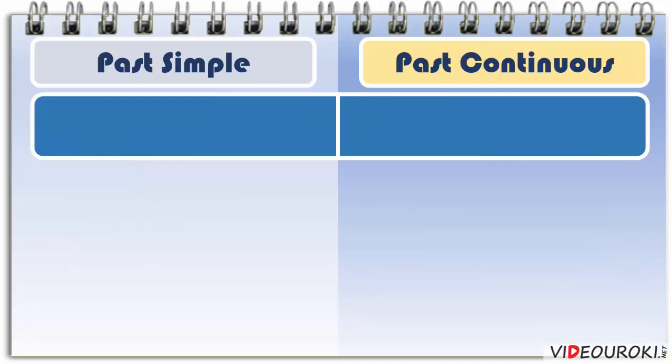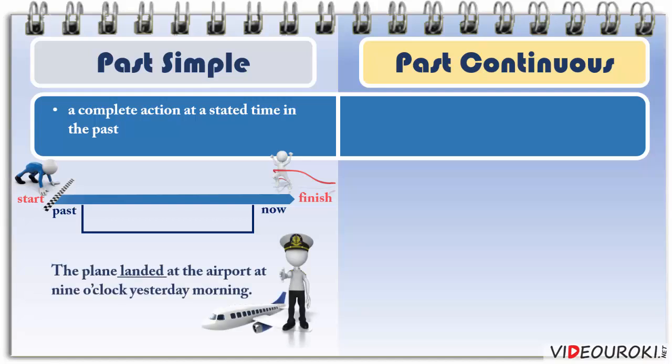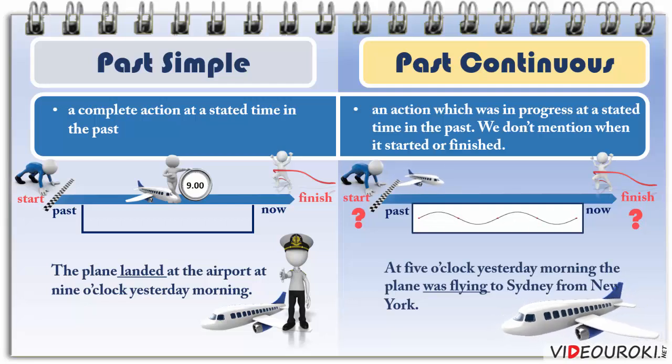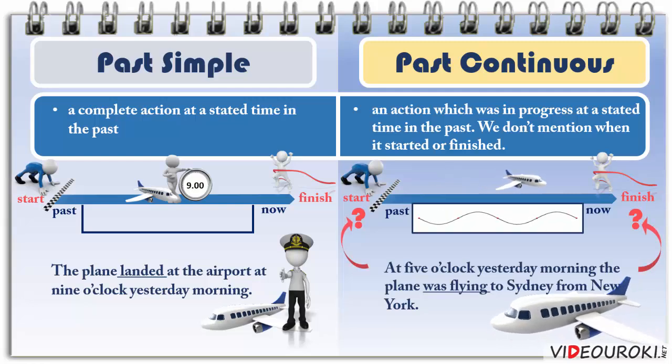Now let's compare the usage of these two tenses, past simple and past continuous. We use the past simple to talk about a complete action in the past. The plane landed at the airport at 9 o'clock yesterday morning. The time is stated, the action is complete, the plane landed. The past continuous is used for an action which was in progress at a stated time in the past. We do not mention when the action started or finished. At 5 o'clock yesterday morning, the plane was flying to Sydney from New York. We do not know when it left or reached its destination.